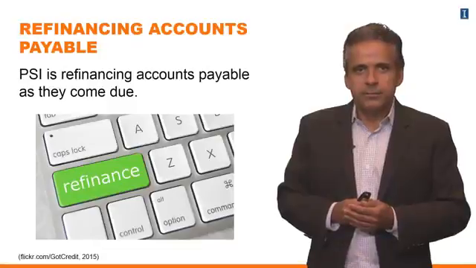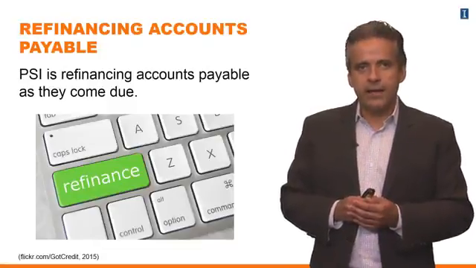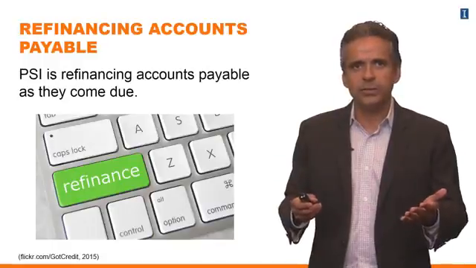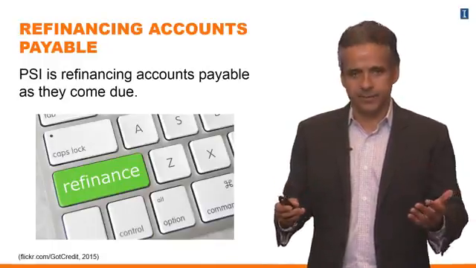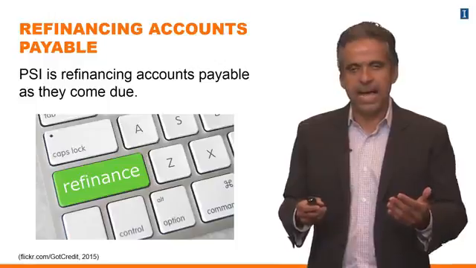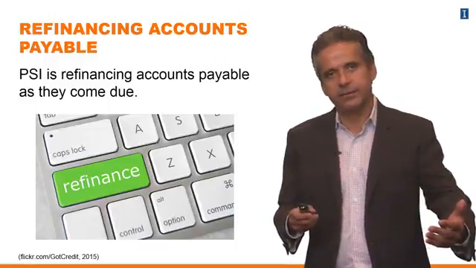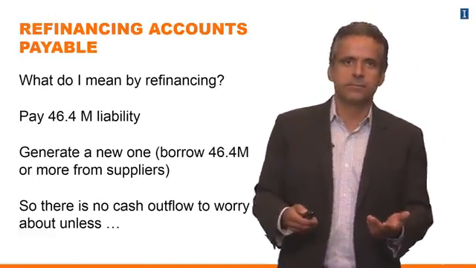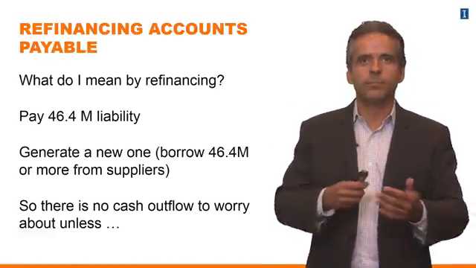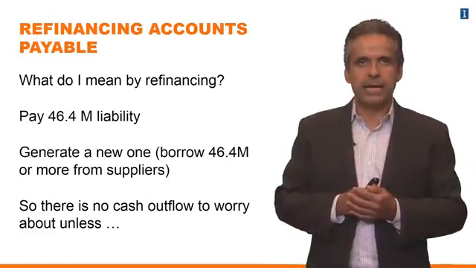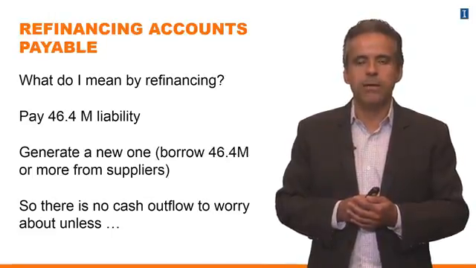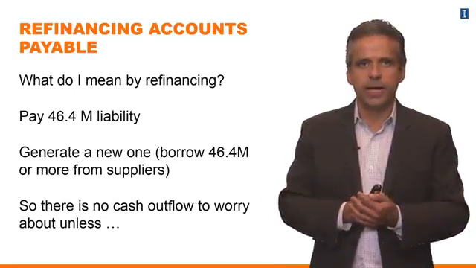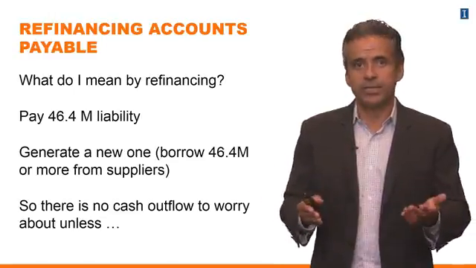The answer is that PSI, as many other companies in a similar situation, is going to be relying on refinancing. Okay? The key idea here is refinancing. So what do we mean by refinancing? They have 46.4 million in accounts payable coming due. They have to repay that. Let's say that comes due in 6 months, on average.